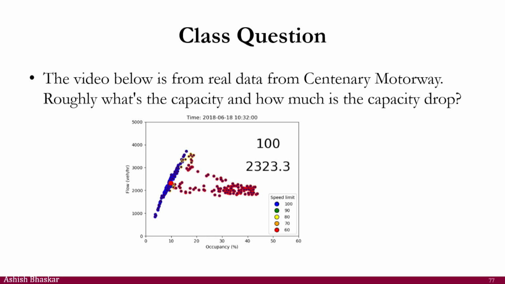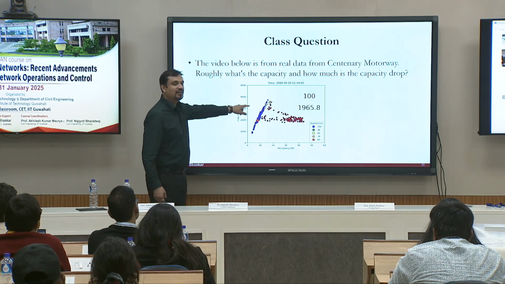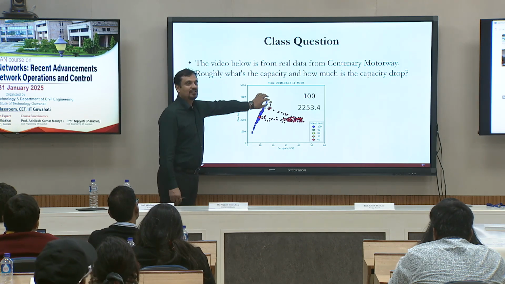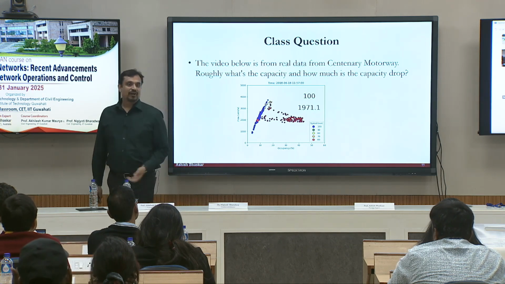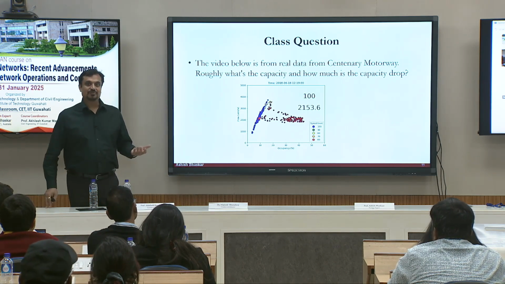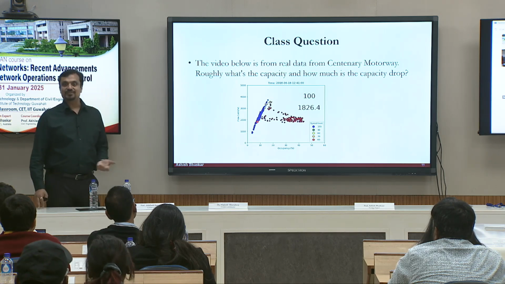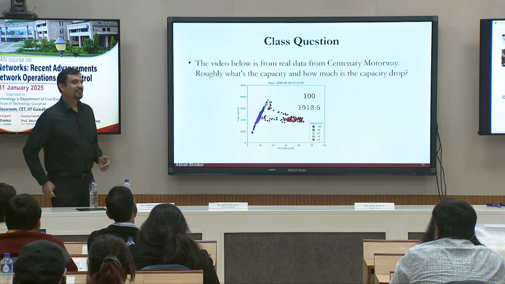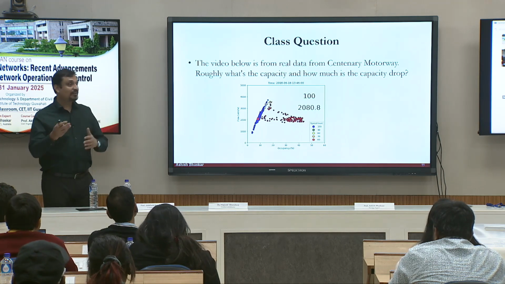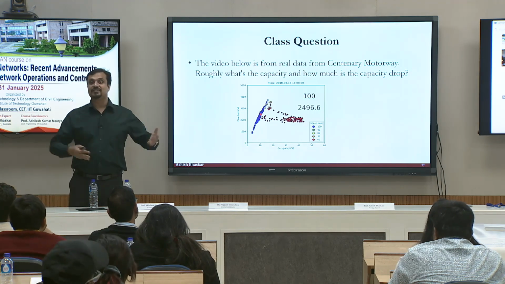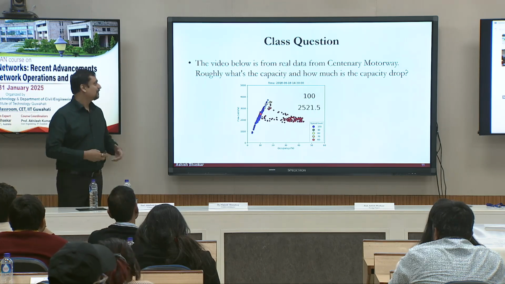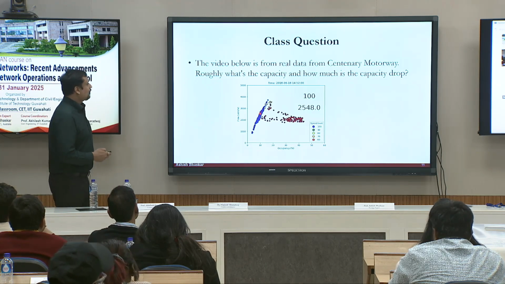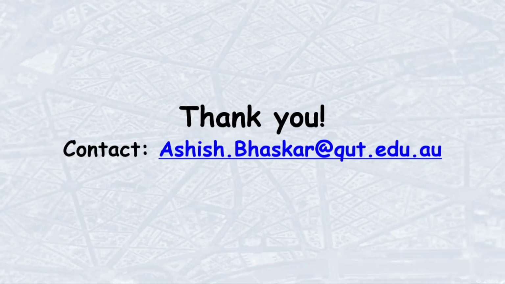So let's say this is around 4,000, and this is around maybe 3,300 or 3,500. So it's a 500 drop. So 500 over 4,000, maybe around how much? 20%. So that's the amount of drop you're observing on that section. So it can be 10%, 20%, depending on the site and depending on the traffic conditions. Yeah. So that's all I have for the traffic flow fundamentals.